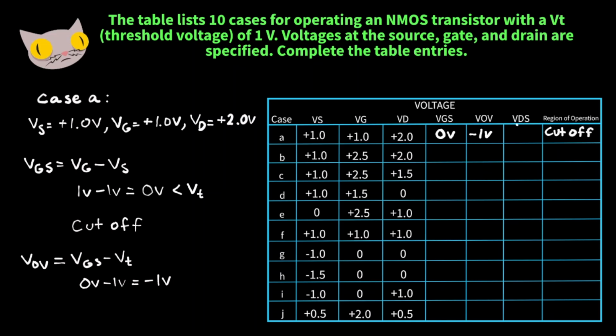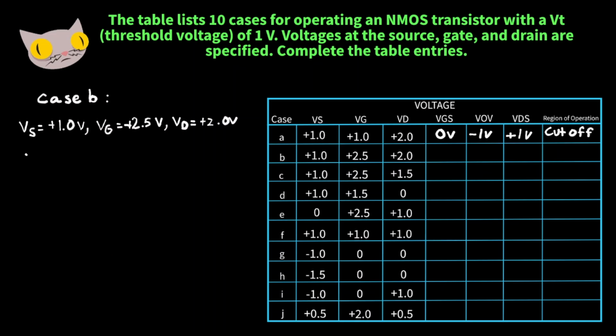Last, let's find the VDS, or the drain to source voltage. VDS is going to be equal to VD minus VS. VD is 2 volts. VS is 1 volt. That's going to give us a VDS of 1 volt. So we've got case A all filled out. Let's move on to case B.